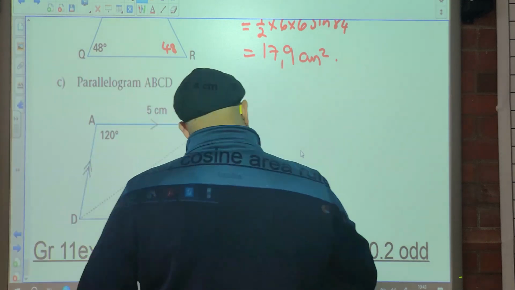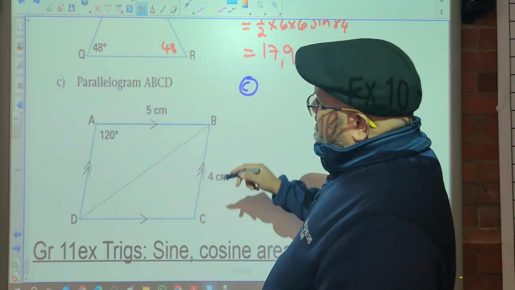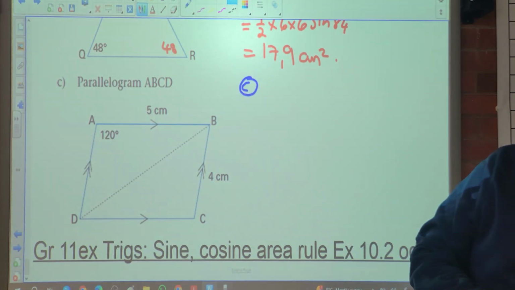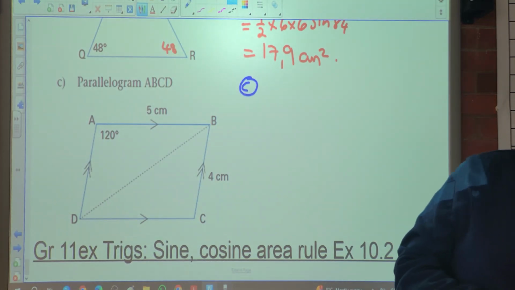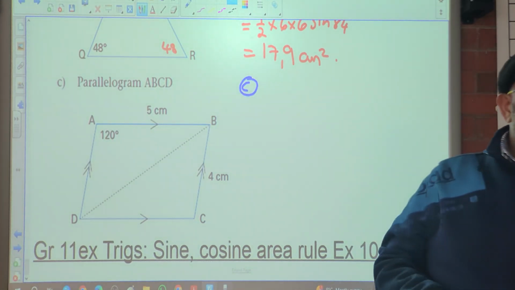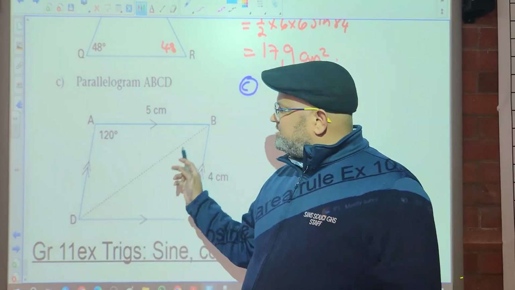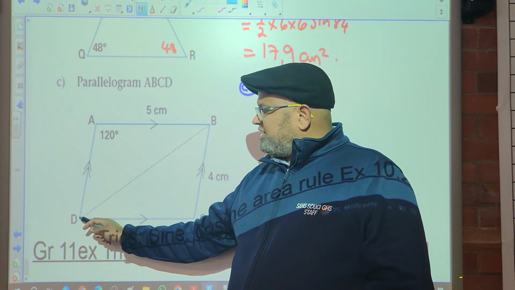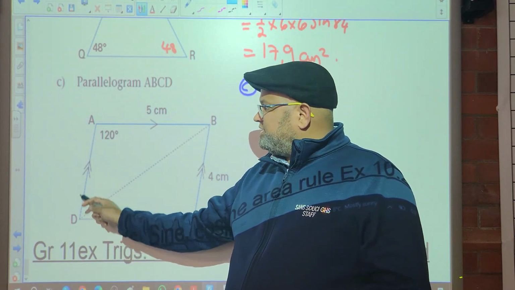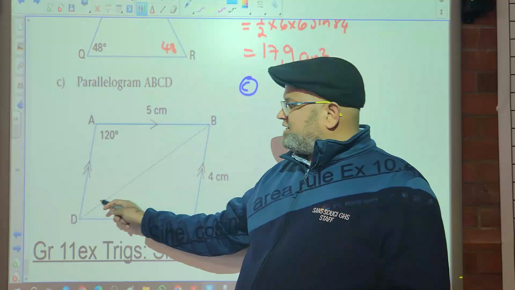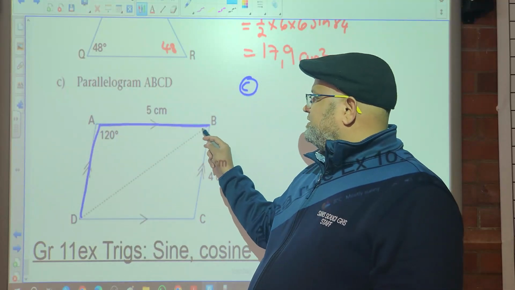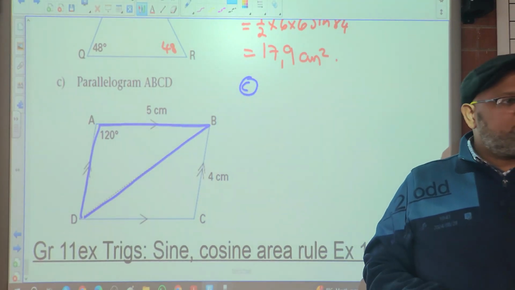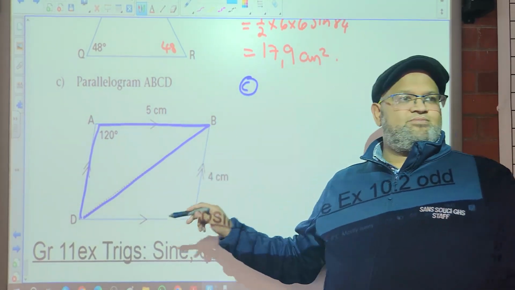And see, we are told the shape is a parallelogram, calculate the area of the parallelogram. But we know that the diagonal of a parallelogram divides the area into 2, or bisects the area. Can you see that? So in other words, if I can calculate the area of triangle DAB, the area of that, what would I do then? Multiply it by 2 to get the area of the parallelogram.